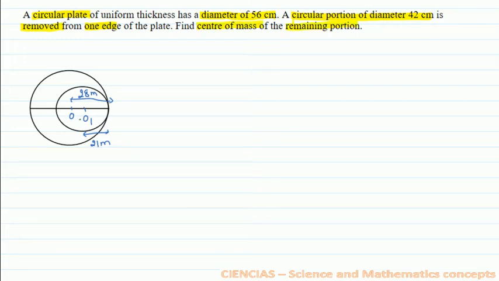So now in this question, we are given radius of big circle or circular plate is 28 centimeter and that of small circle is 21 centimeter. Now here in the diagram, the big circular plate is there, out of which this small circular plate is being removed. So we are left with this shaded portion. This plate is left with us, and for this plate we have to find out its center of mass.